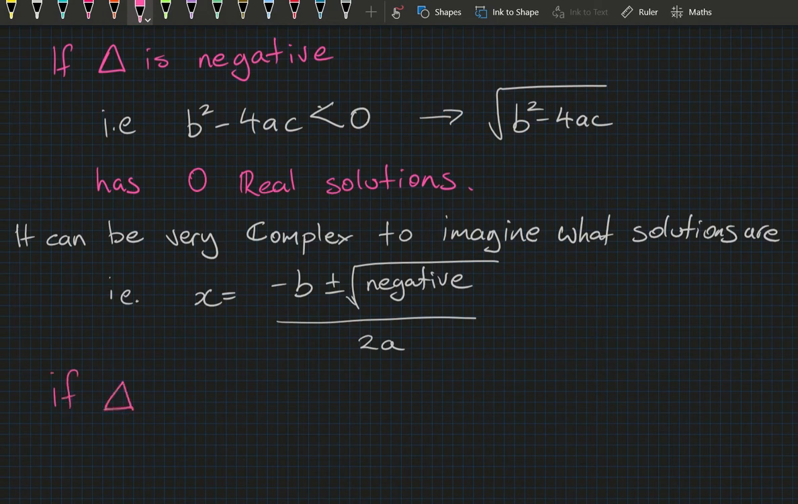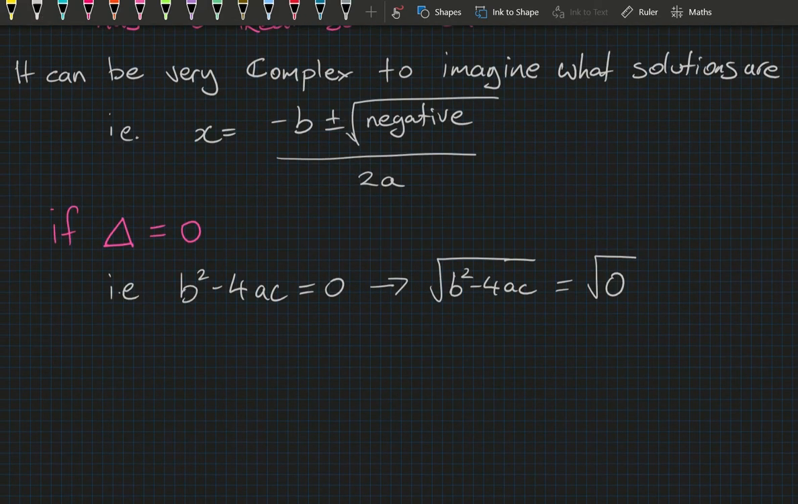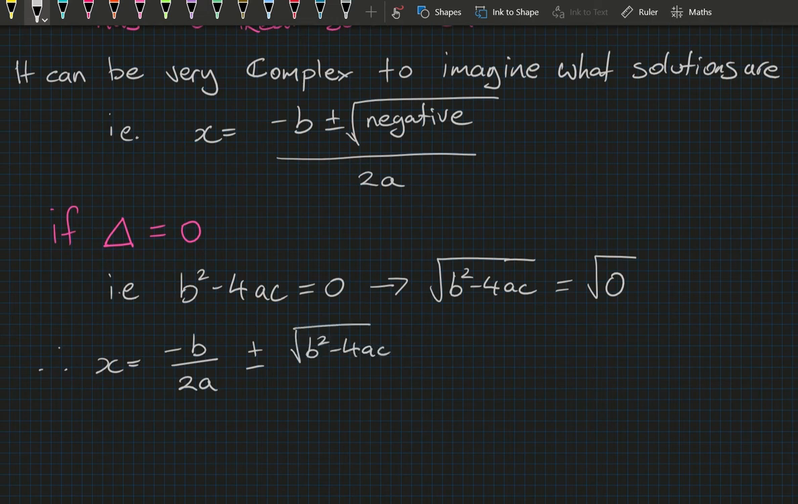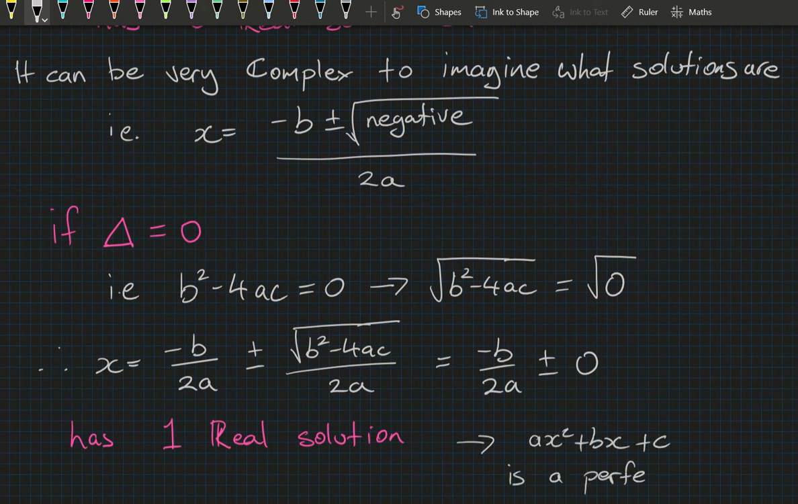Anyhow, if the discriminant is equal to 0, in other words, b squared minus 4ac equals 0, then the square root of b squared minus 4ac equals the square root of 0. So then our x is going to equal minus b on 2a plus or minus the square root of the discriminant on 2a, which will end up equaling minus b on 2a plus or minus 0. And of course, plus and minus 0 is the same thing, so this quadratic has one real solution. And it also means that ax squared plus bx plus c is a perfect square.